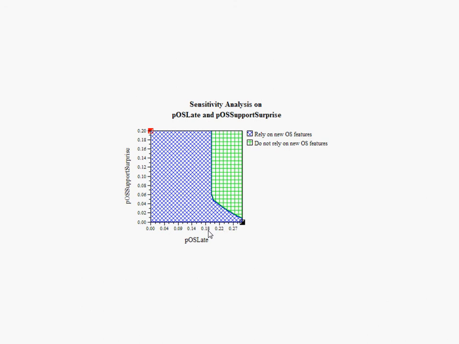So these here on the X and Y axis are probabilities of different things occurring, and so they're assumptions about the probability. What this is saying, for example, is we may be uncertain about the probability the OS is late, but we all agree it's less than 10%. If no one in our company agrees that it's more than 10%, then it doesn't change our decision. So we can argue till the cows come home about the exact value of this probability, but a rough subjective probability, as long as everyone agrees it's less than 10%, basically says, okay, let's go ahead and rely on the new OS features. Does that make sense?